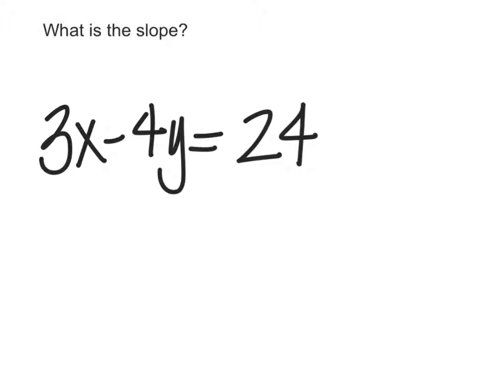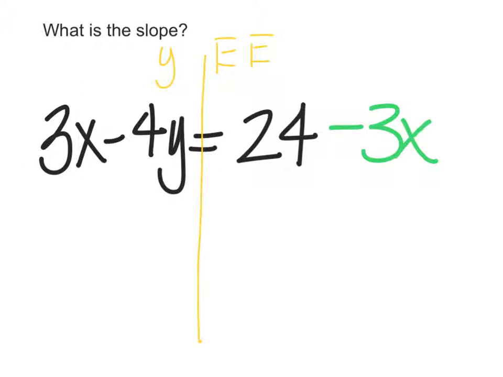So the first thing we're going to do is draw a line through the equal sign, label our sides, y's and everything else. That means we need to move whatever it is that does not have y attached to it, which in this case is this 3x here. So to move that 3x, we're going to minus 3x from the right side, and then it's gone on the left.